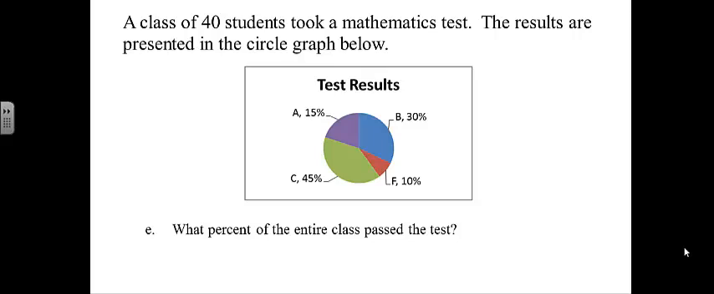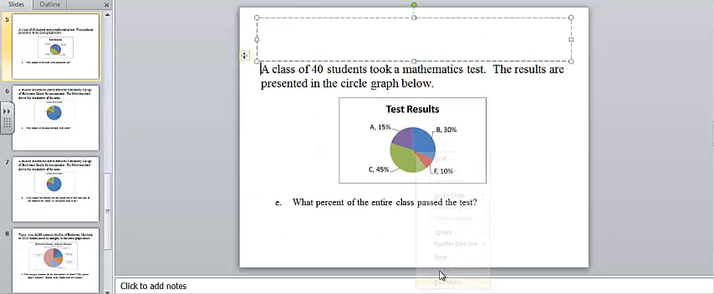So we should add up all the percentages that consist of a passing grade, and then we'll find out, of 40 students, what amount of students that percentage equates to. So looking at my A, B, and C regions, I have 15, 30, and 45%, which when you add up, we'll get 90%. So we're considering that 90% of the students who took the test passed it. Again, from 30 plus 15 plus 45.